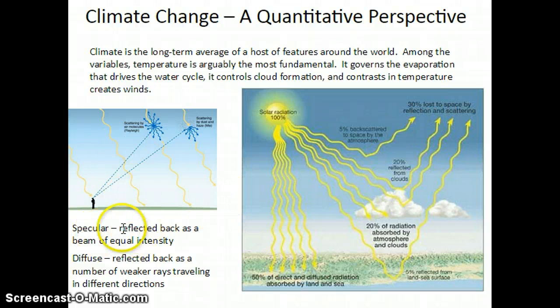So we've got a couple different ways we can observe or characterize objects. Some of them are specular. This is where it reflects back as a beam of equal intensity. Diffuse is where light gets reflected back as something weaker, traveling in different directions. So specular just tells you that objects like water act like a mirror. They reflect a lot of the heat energy back, whereas land is going to absorb a little bit more. It's going to reflect a lower frequency back.